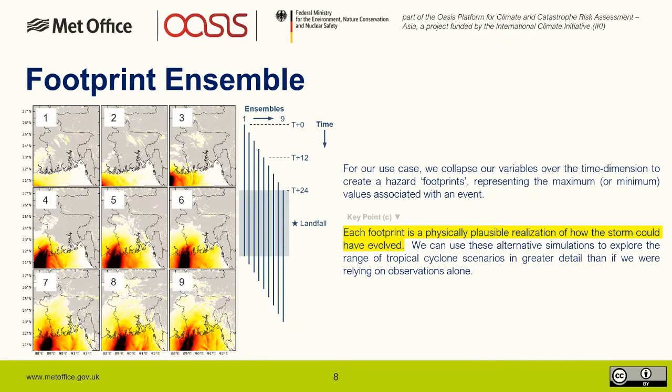So, in terms of what the ensemble members look like, on the left here is the maximum gust speed footprint from each ensemble member 1 to 9.